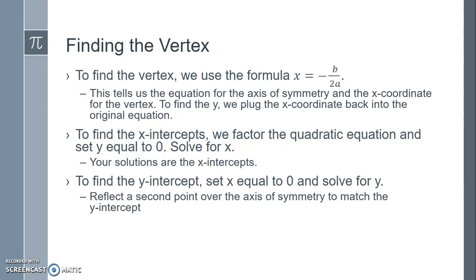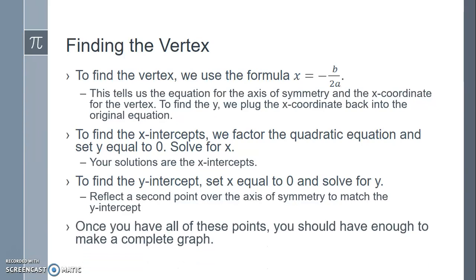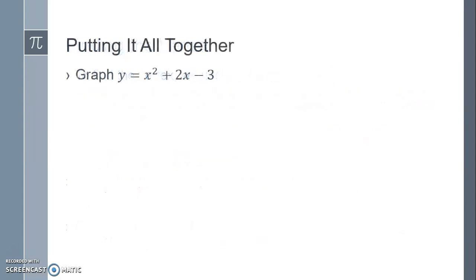This is really easy because generally on a quadratic equation, when we plug in 0 for x, we end up getting whatever's left as our constant term. So generally, our y-intercept is simply our constant term. Once you have all these points, you should have enough to make a complete graph. So let's see what that looks like.